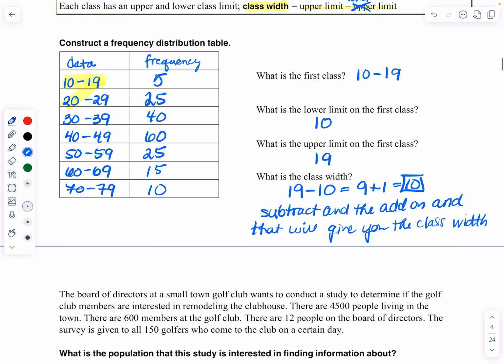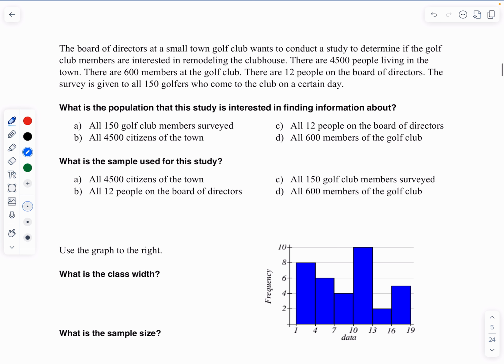All right, so let's look at this next one. A board of directors at a small town golf club wants to conduct a survey to determine if the golf club members are interested in remodeling the clubhouse. There are 4,500 people living in the town. There are 600 members in the golf club, and there are 12 people on the board of directors. The survey is given to all 150 golfers who come to the club on a certain day.